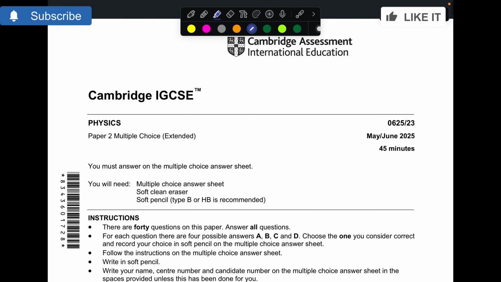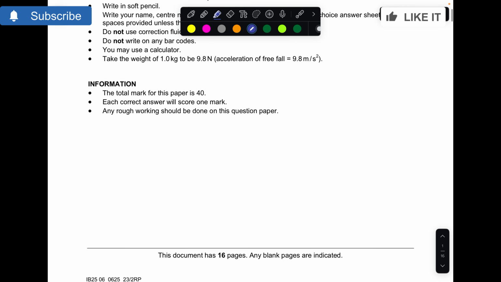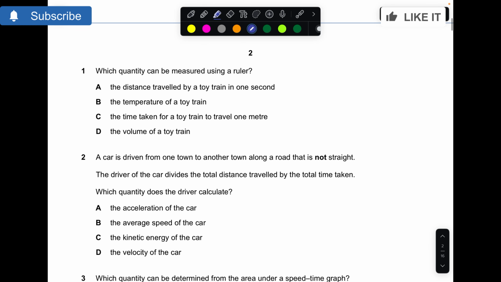In this video, we are going to solve paper 0625 variant 23 of May June 2025. It's a paper 2 of IGCSE. Let's start with the first question.